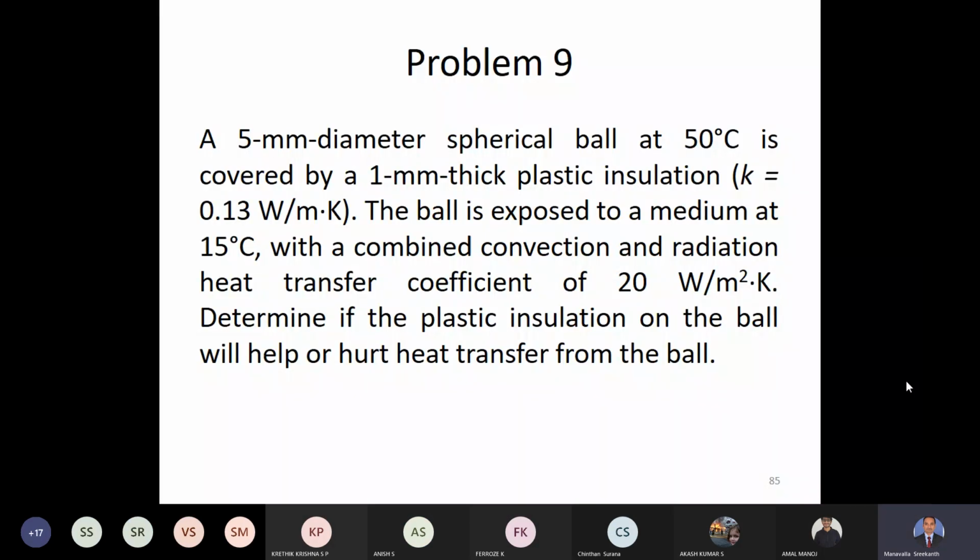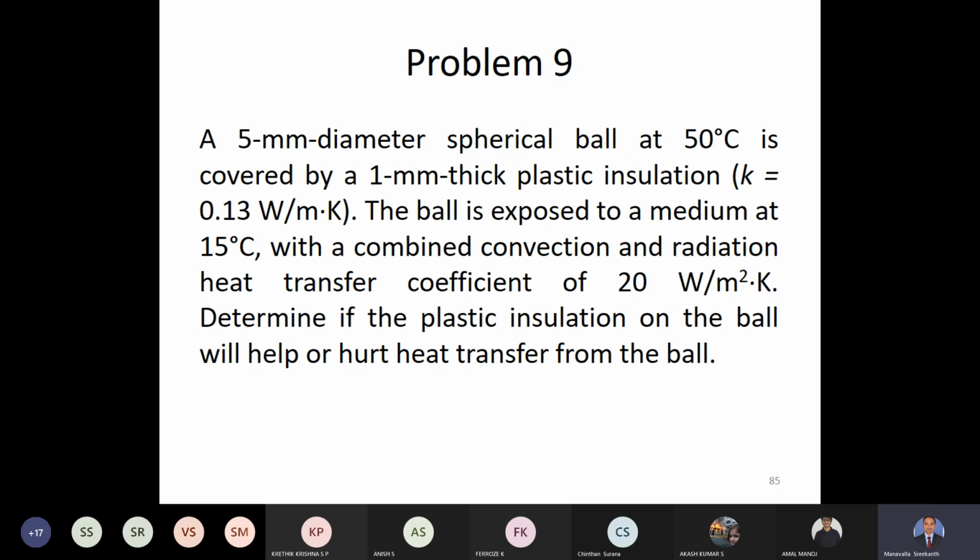Here I'm projecting one problem related to critical radius of insulation. So we will read the problem here. A 5 millimeter diameter spherical ball at 50 degrees Celsius is covered by a 1 millimeter thick plastic insulation.